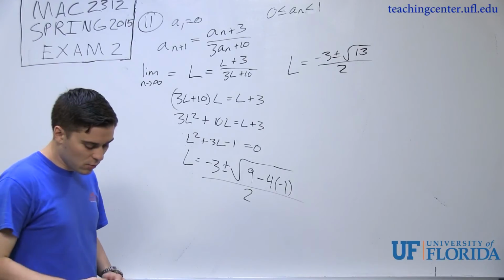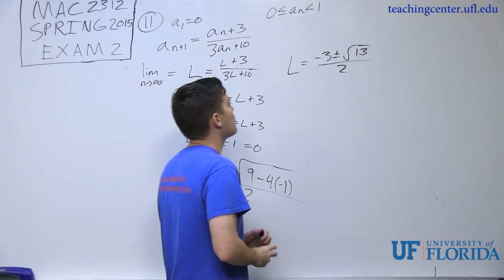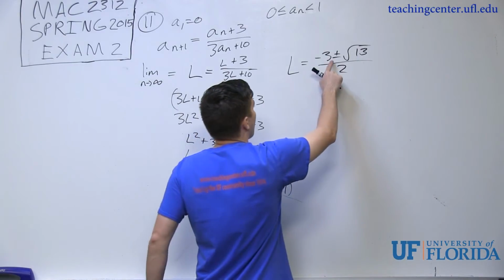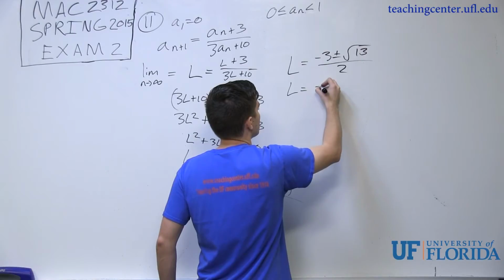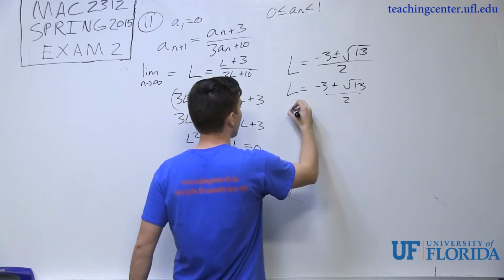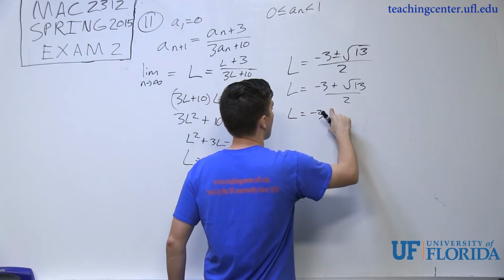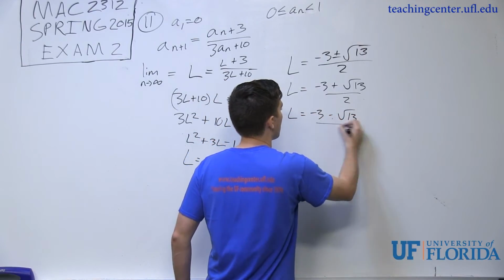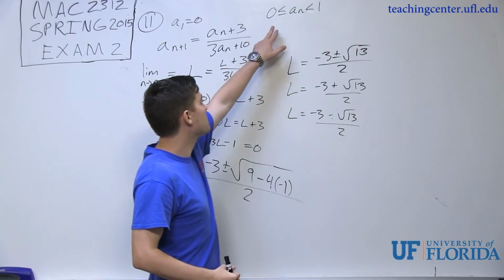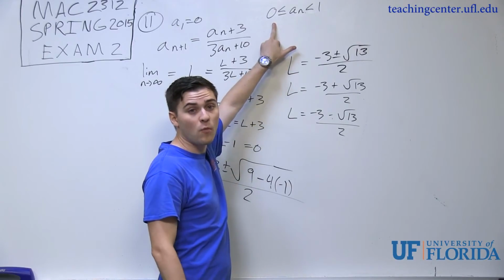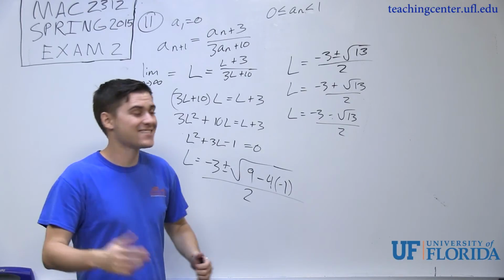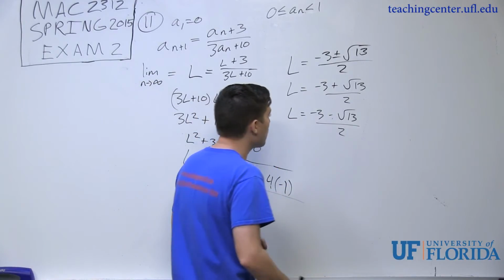So that means that I get a little bit of a different answer in this case, so I need to figure out what I can do here. I have two answers to this solution. So L equals negative 3 plus square root of 13 over 2, and I have L equals negative 3 minus square root of 13 over 2. So again, I have two solutions, so which one is correct? Well, there is another stipulation in the question that says that a sub n has to fall between 0 and 1, which means that the limit has to fall somewhere in between there as well. It can't exceed that.